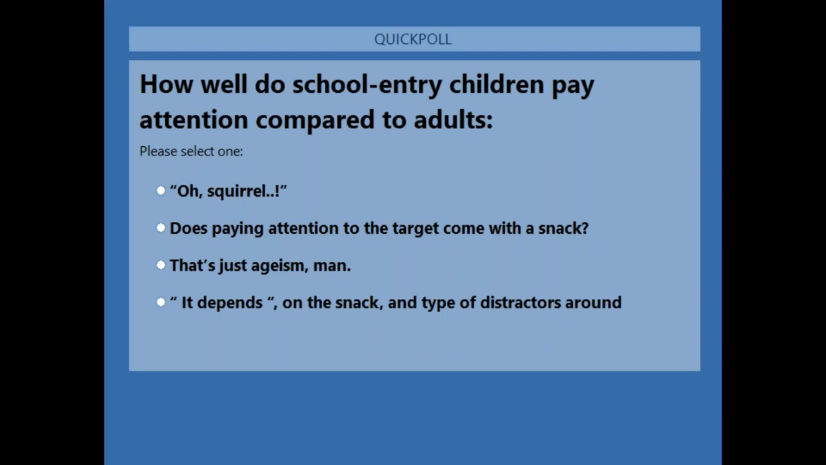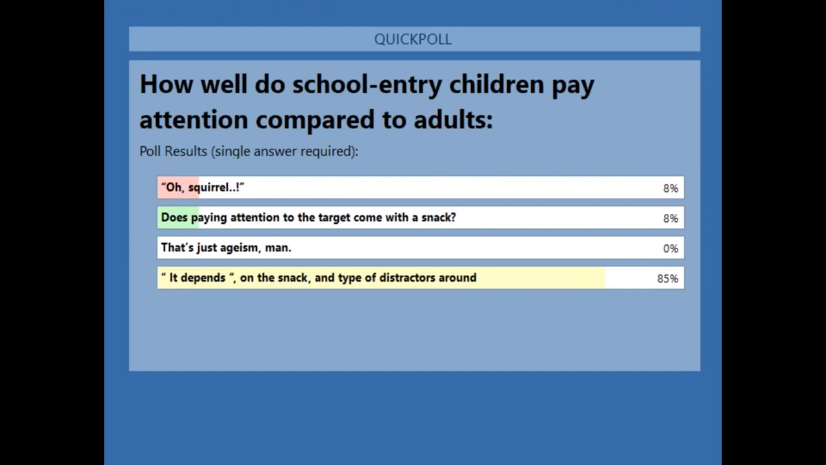All right, I closed the poll and we have some interesting results. Actually, 85% of the people went for option four. It depends on the snack and the type of distractor around.